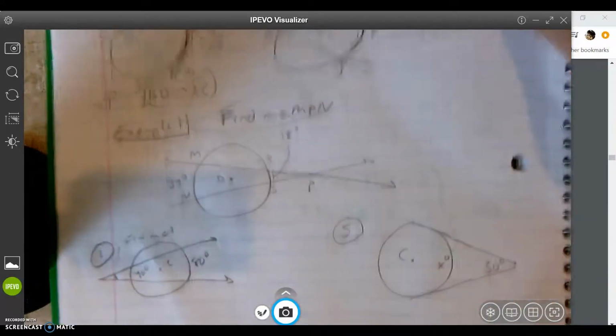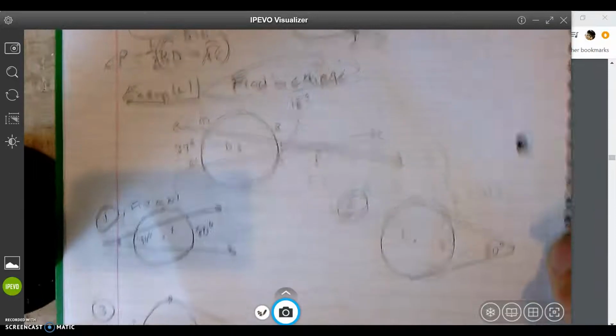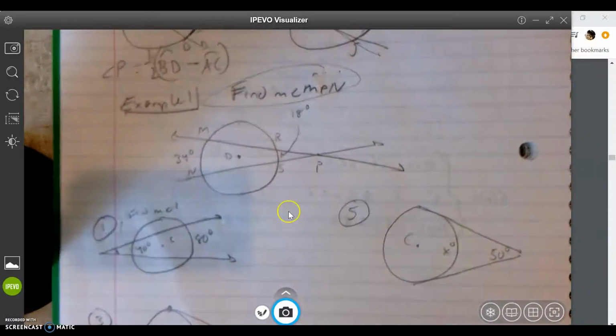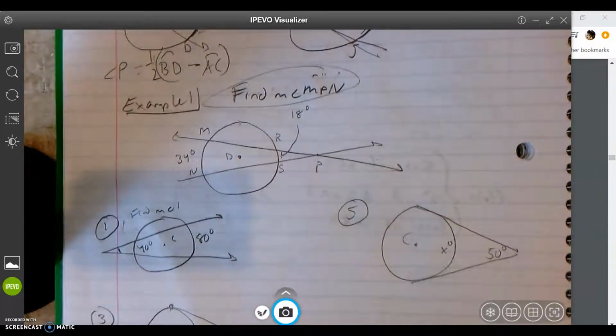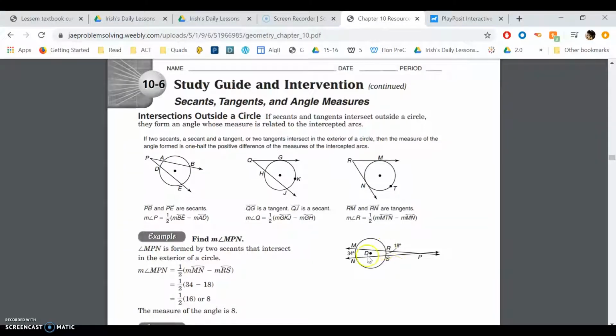So let's see how this plays out in an actual problem. Example one, I got off right here. Pause the video, copy this down. Here we go. We're going to find the angle MPN. So MPN, that's what we're going to find.